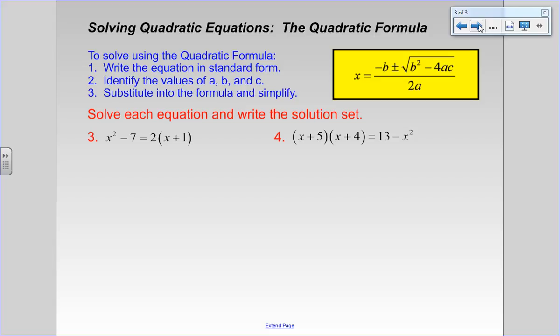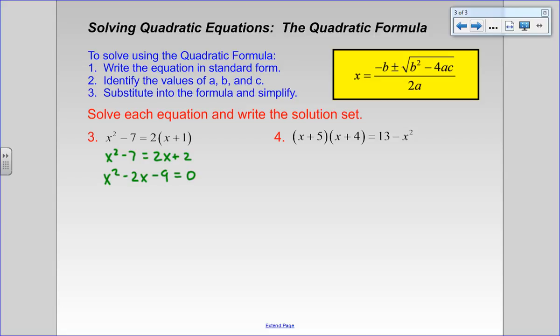Moving to example 3, x squared minus 7 equals 2 times the quantity x plus 1. Before we can apply the quadratic formula, we need to write this equation in standard form. So let's use the distributive property to multiply on the right-hand side. And then let's subtract 2x from both sides. And then let's also subtract 2 from both sides. So we have x squared minus 2x minus 9 equals 0.